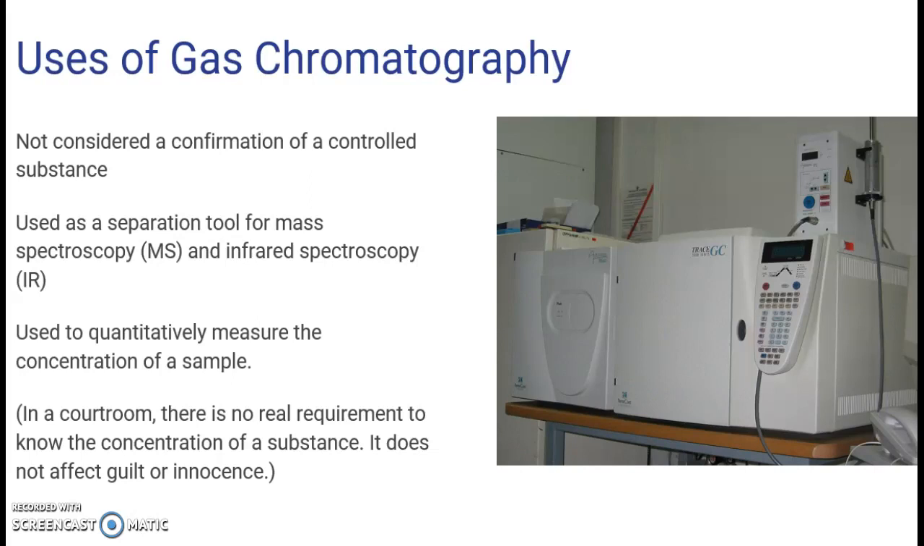It's used to quantitatively measure the concentration of a sample. So it tells you how much quantity is of that drug in it. As far as courtrooms go, there's no real requirement to know the concentration of a substance. It doesn't affect the guilt or innocence. So if it's 100% pure or if it's only 25% pure, it doesn't matter in the courtroom. What matters is, did they have the drug? Did they use it illegally? Did they sell it to somebody that died? That's what they look at.